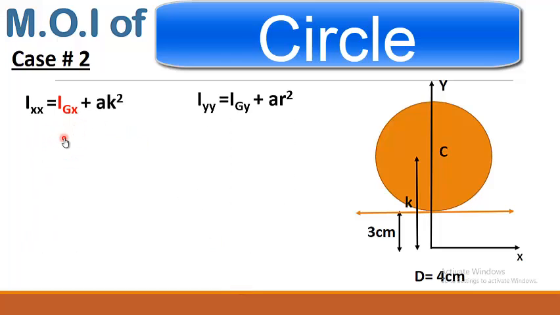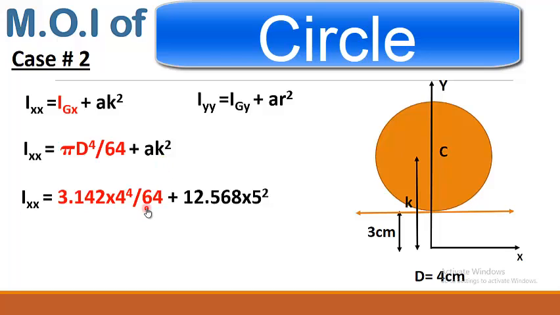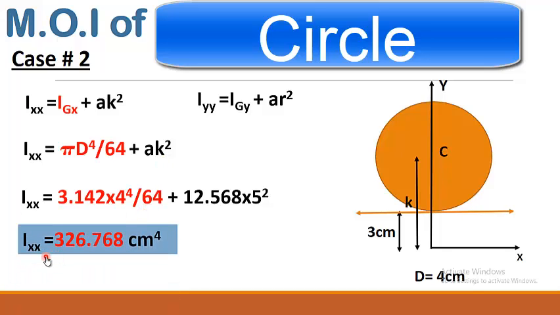By using the parallel axis theorem, we will use these two formulas, that is the moment of inertia about the x-axis and the moment of inertia about the y-axis. Ixx is equal to Igx, which is pi d4 divided by 64, plus ak square. We already know all these three values, that is the value of d, the area of the circle, and the distance k. By putting all these values, we will get the moment of inertia about the x-axis for this case number 2.